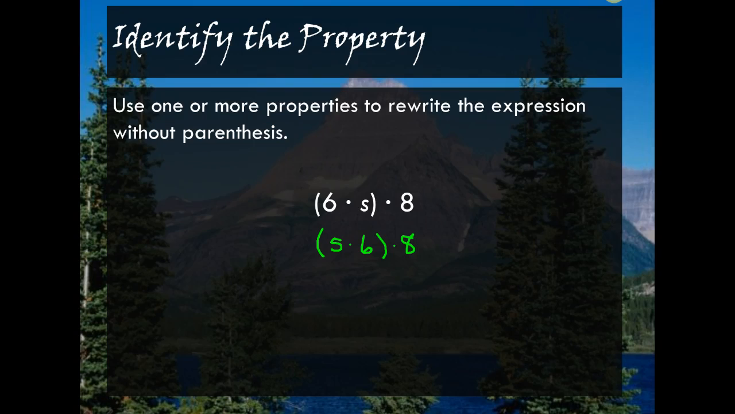That would leave us with s times 6 times 8 inside the parentheses. We can then multiply 6 times 8, and that will give us s times 48. And finally, we'll use the commutative property again to switch it around to our final answer of 48 times s.